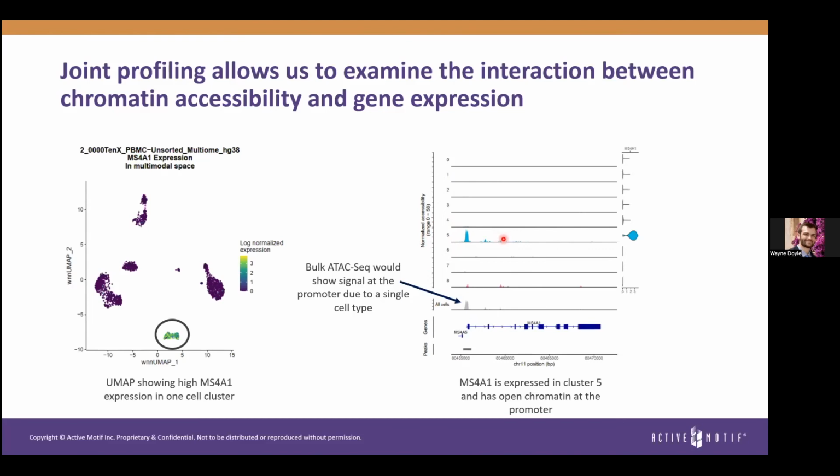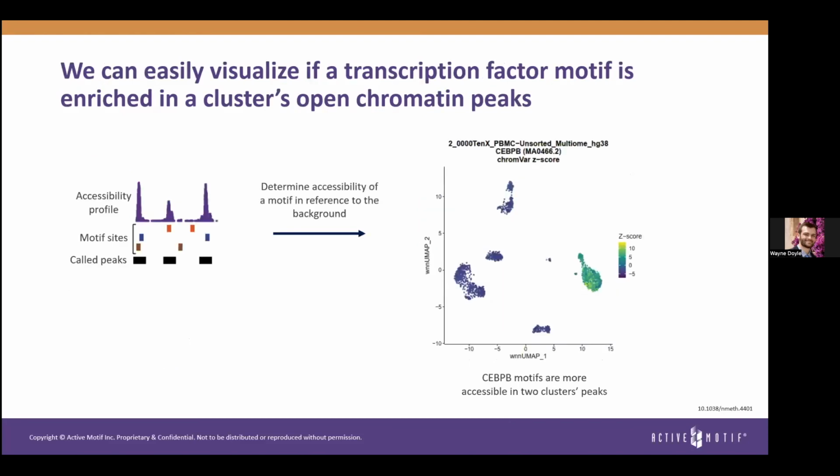In addition to just pairing gene expression and chromatin accessibility, we can also do some other kinds of analyses as well. So here I'm showing enrichment of transcription factor motifs. Again, motifs are just sequences of DNA that transcription factors preferentially bind to. So we can look at these peaks of open chromatin across the cells and then see which motifs are found within these open called peaks of chromatin.